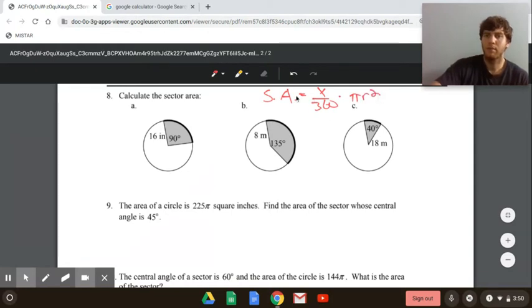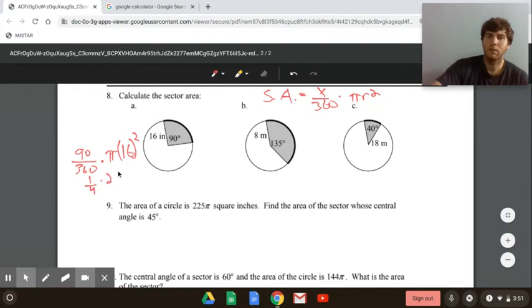So in the first one here, right, we would have 90 over 360. Right, we're not finding the area of the whole circle, we're finding the area of just the 90-degree part. So that's 1/4 of it. Right, and then we need to multiply that by the whole area, which is pi r squared. So pi times 16 squared. Right, so this is 1/4.